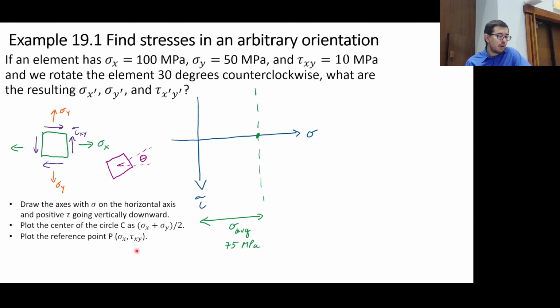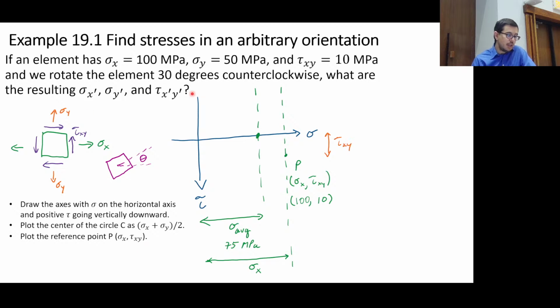We're going to plot the reference point P, sigma x, tau xy. So that comes over here, like such. And we can say that that's going to be 100, and it's going to be the tau xy 10, like that. All right, that's the point P. The x is given as such, and the tau is given from the distance from the horizontal. So that's how we got that.